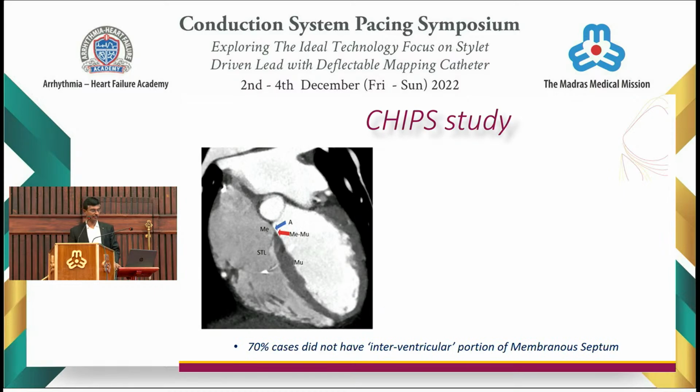One important finding from this group of patients was that 70% of the patients did not have an interventricular portion of the membranous septum. The membranous septum, as we all understand from anatomical studies, has an atrial aspect and a ventricular aspect, but 70% of the patients do not have a ventricular aspect of this membranous septum at all, which means the septal attachment of the tricuspid valve leaflet is exactly where the muscular septum starts.